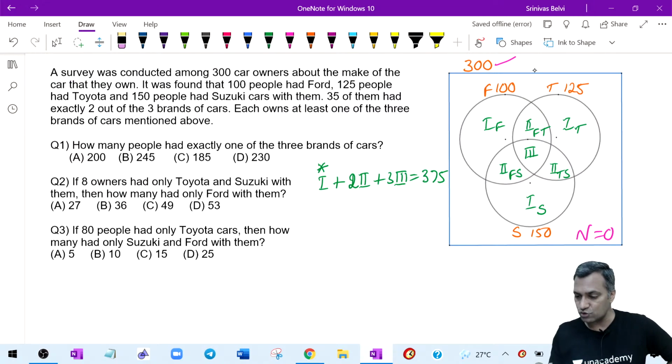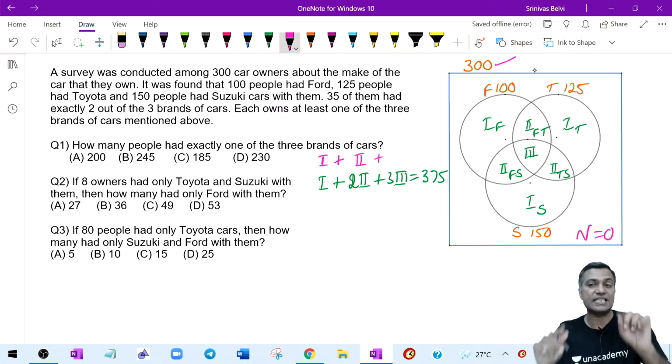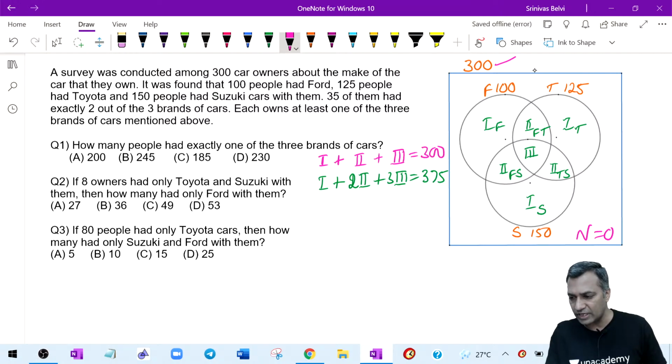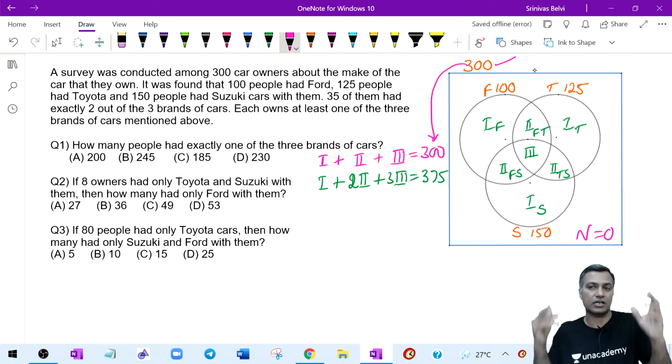So what it also means is that there are people who own exactly one car, and there are people who own exactly two cars. It is exclusive. The people who own one car do not belong to the people who own two cars. There are people who own exactly two cars, and there are people who own all three cars, together equal to 300. That is the meaning of this number 300.